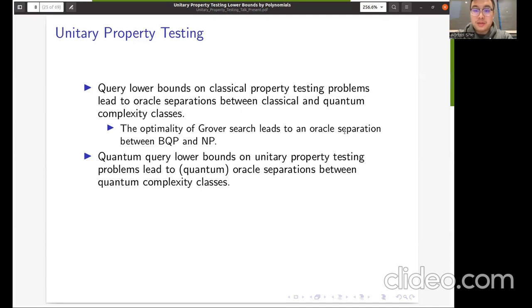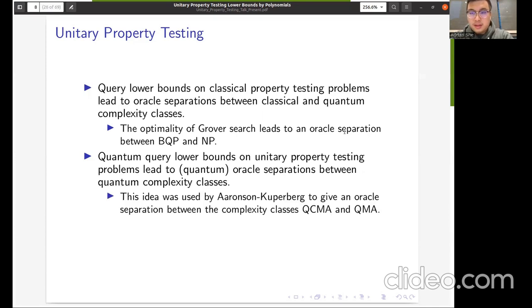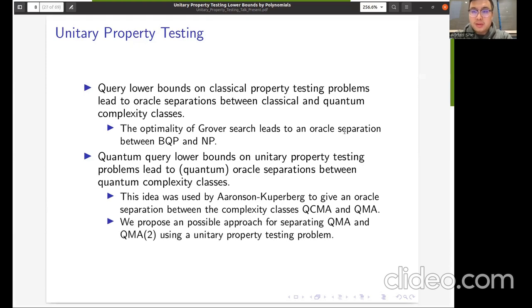Query lower bounds on unitary property testing problems similarly lead to oracle separations between quantum complexity classes. This idea was already used by Ernst and Kuperberg to give an oracle separation between the classes QCMA and QMA. And we propose an approach using unitary property testing for an oracle separation between QMA and QMA2. We'll revisit this towards the end of the talk.